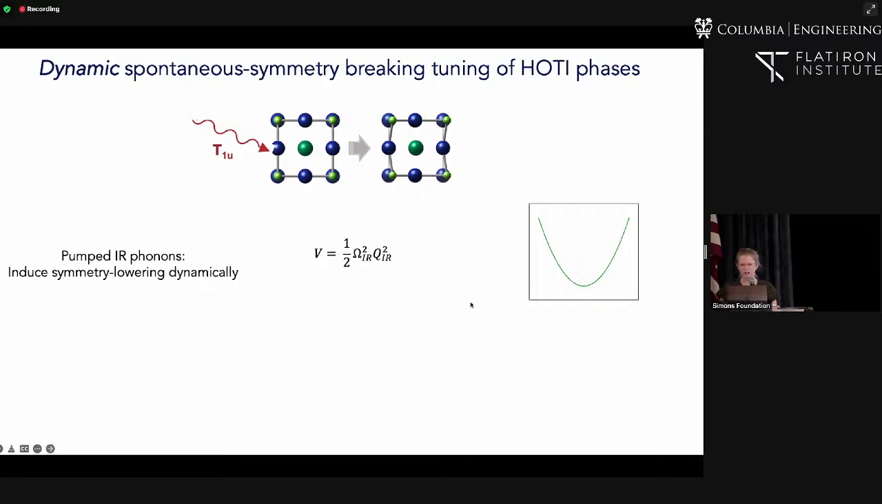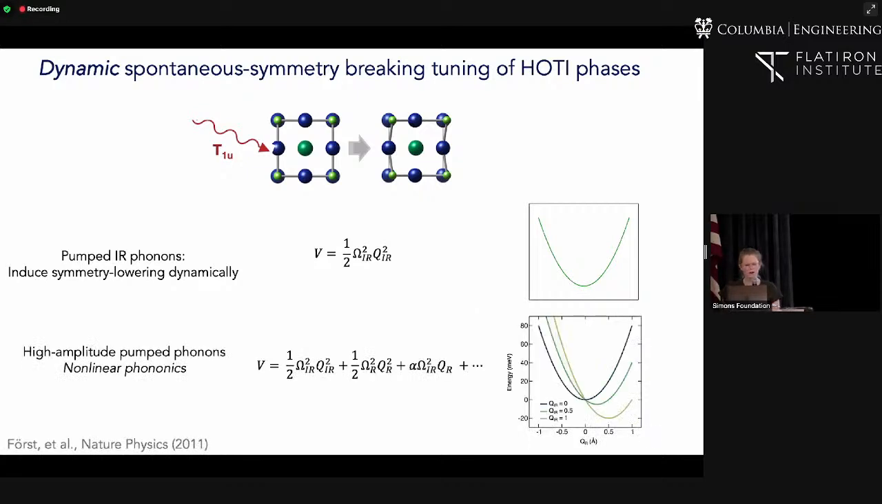However, if we turn up the fluence when we want to pump these phonon modes, we'll start getting the higher order terms. We'll start getting nonlinear phononics. Specifically, you get this trilinear coupling, this Q_IR squared Q_R coupling, which can cause phonon rectification. On the right-hand side here, I have this calculated for one of these anti-perovskites. On the x-axis, I have the Raman active mode. On the y-axis is the energy, and you can see you get this rectification through the trilinear coupling.